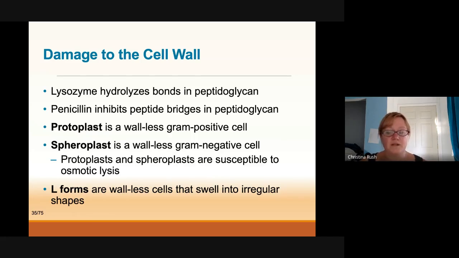L forms are wall-less cells that swell into irregular shapes. So a cell that doesn't have its cell wall and is taking on water without regulation is called an L form.